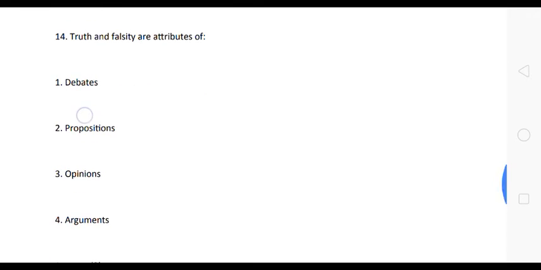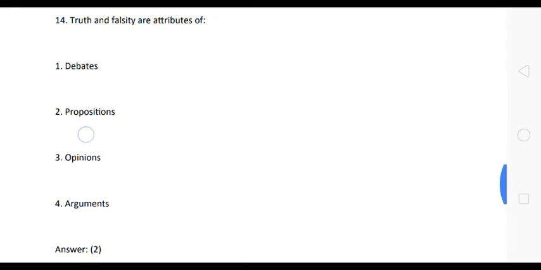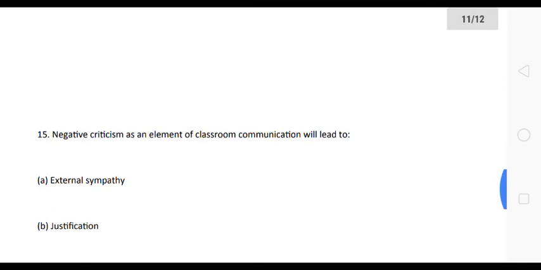The next question is, truth and falsity are attributes of. Options are debates, propositions, opinions, and arguments. But the correct answer is option 2, propositions. Truth and falsity are attributes of propositions.